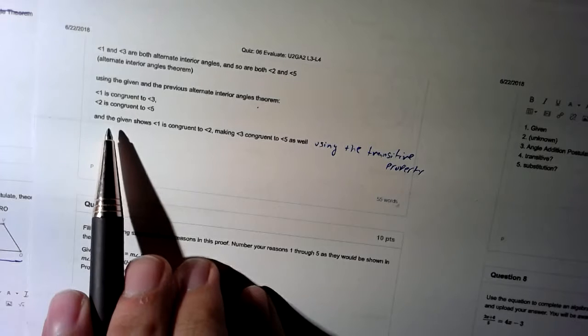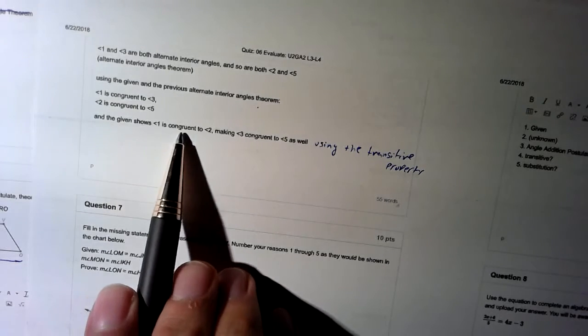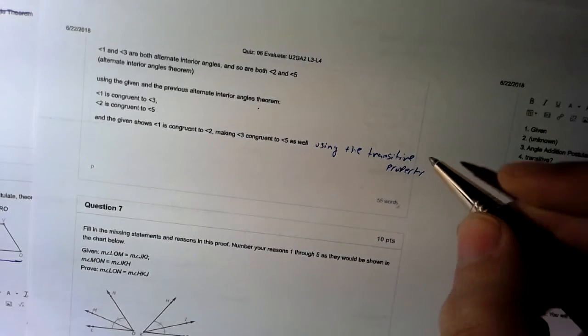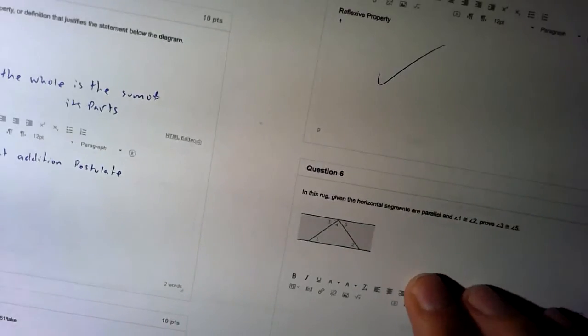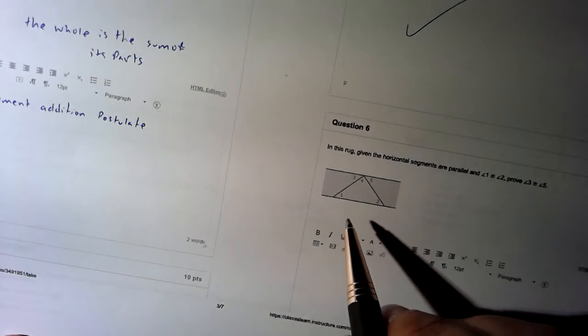The only thing you need to do is at the very end, it says here, and the given shows angle 1 is congruent to angle 2, making angle 3 congruent to angle 5 as well. The only way we could know that is by using the transitive property of congruence. You don't have to write of congruence, you can just shorten it to the transitive property. That was a nice little argument, very well constructed. The only thing is that last little bit needs to be justified.